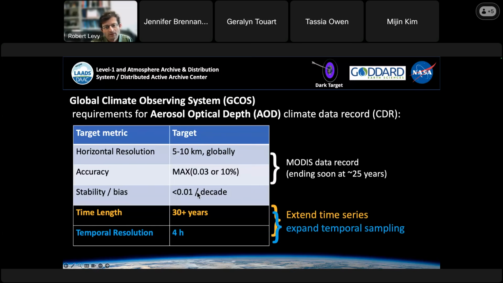But with MODIS possibly, or likely, ending in the next couple of years, we're not going to get to the recommended time length. So there we look to other sensors. But more importantly, we don't have the temporal resolution from MODIS alone, because we really only get once a day, maybe twice a day. So we really want to improve both of those and get a larger record.